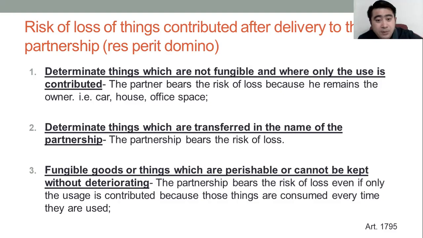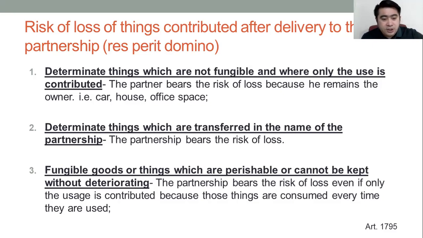So number one, the partner bears the risk of loss because he is still the owner. Number two, determinate things which are transferred in the name of the partnership: the partnership bears the risk of loss by virtue of res perit domino. The thing perishes with the owner. Because the partnership is now the owner of the determinate thing.